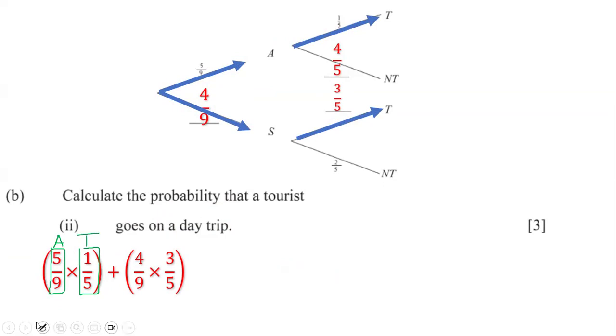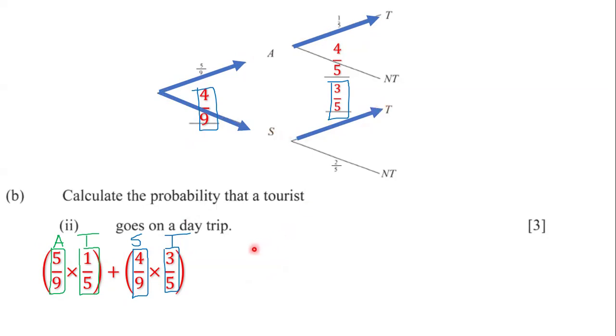Or you can arrive by ship, 4 over 9, that's what we have right here, and then go on the day trip, which is right here, 3 over 5. So again, you can arrive by airplane and then go on a trip, that's 5 over 9 and then 1 over 5. Or you can arrive by ship and then go on the day trip, so it's 4 over 9 and then 3 over 5.